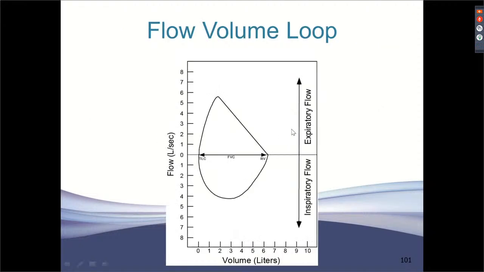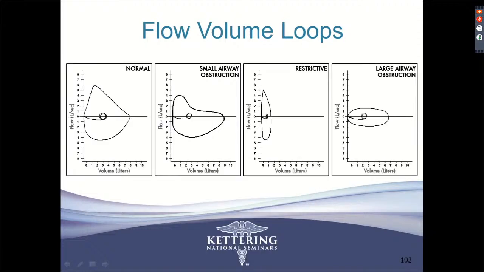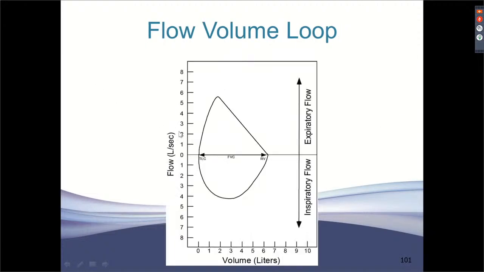Top of page 31, the flow volume loop. You may have to be able to interpret this, look at it, and make some determinations about how to read it. Okay. So let me just take a few minutes to show you how you would do that. Basically, this is flow on the vertical axis. This is volume on the horizontal axis.